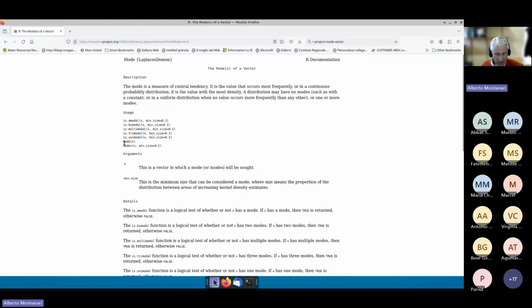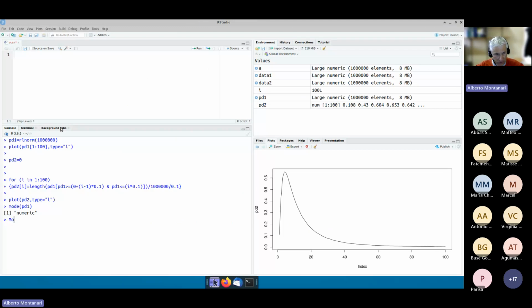It seems like it's Mode with the capital M. Let me check. Mode PD1. I am expecting a mode value with maximum probability, as I said, around 3. Okay, let's see.